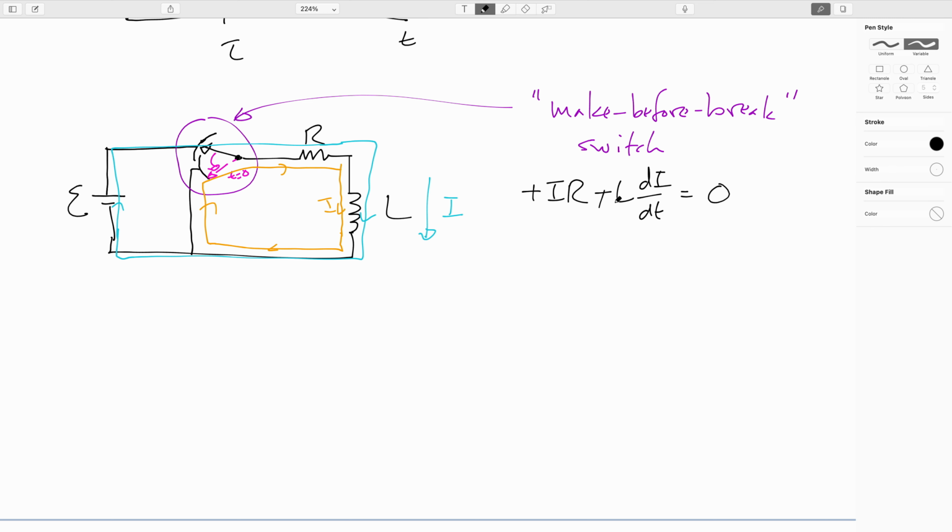And we recognize that we've got the same kind of deal that we saw with a discharging capacitor, except that instead of a charge, now it's a current. So again, I'll spare you the derivation, but the current at all times will be equal to the current at time 0 times e to the minus t over tau, where tau is our time constant, L over R.